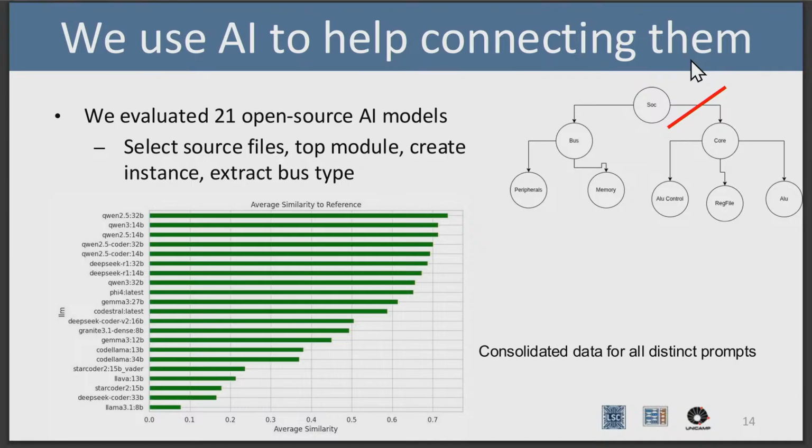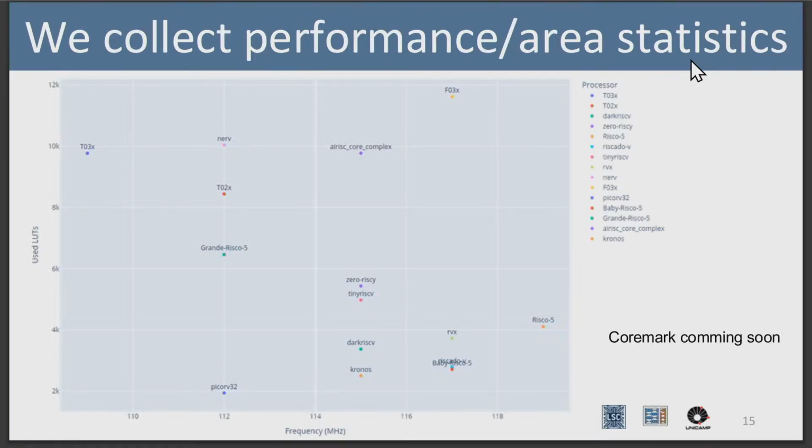So we have the distinct results. Some of the models got more than 70% of the results correct, but not all yet. We are working in this direction also. And after you do that, we can also collect performance, area, and statistics for all processors. So these are some of the supported processors. Consider one FPGA, and you have area and frequency, and you can plot them, which helps you select the ones you want and compare them against each other.